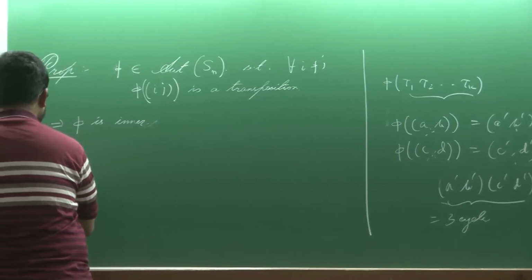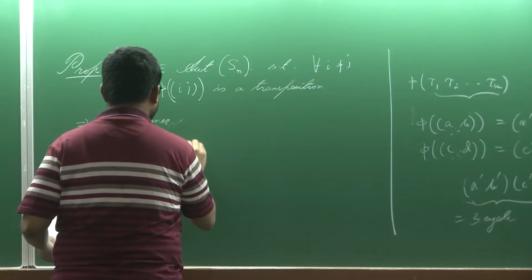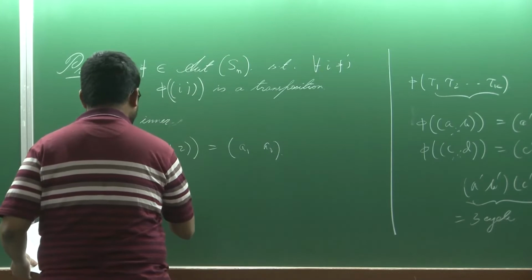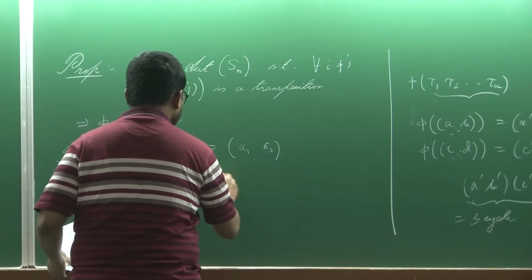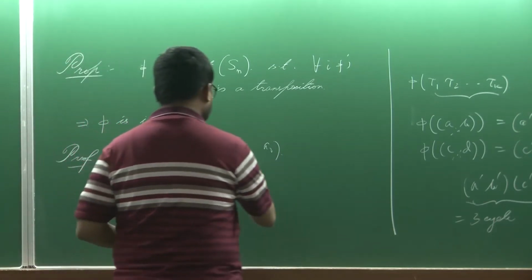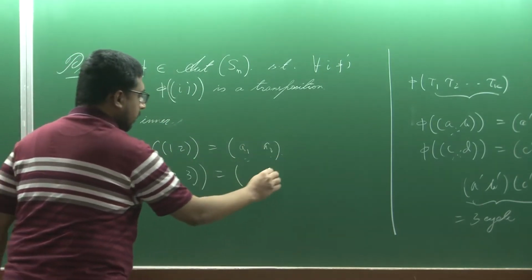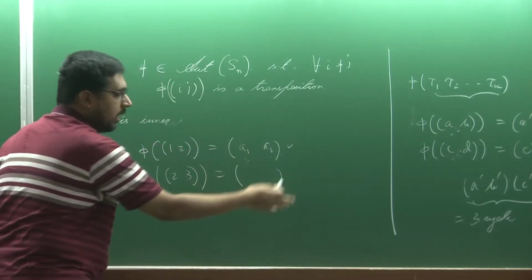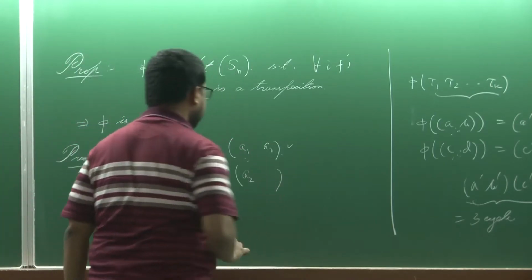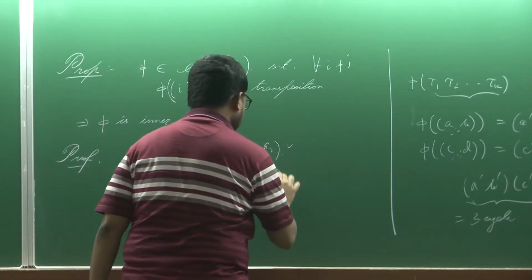So, what about phi of (1 2)? Let this be (A1 A2). Next we look at phi of (2 3); it is also going to be a transposition. One of them will be common, since this transposition and this one cannot be disjoint. So, by relabeling we can assume A2 is the common one, and certainly this one cannot be A1, so it will be something else.